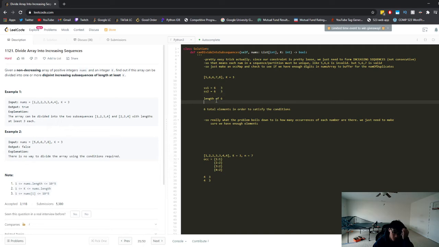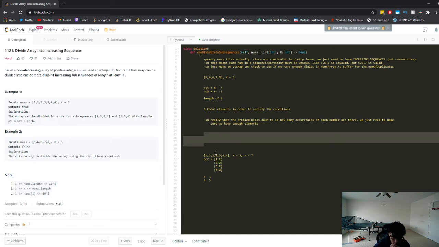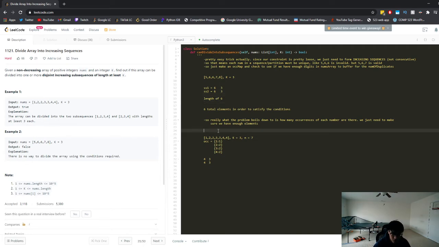So I'll try to explain it a little bit better with this next example. I'm kind of painting the picture now, but I think this next example will solidify your understanding even more. So we're going to take this first example here, and the input array is 1, 2, 2, 3, 3, 4, 4. The length of this input has 7 elements, right? And we're told that we need to divide the subsequences into length 3 or more.